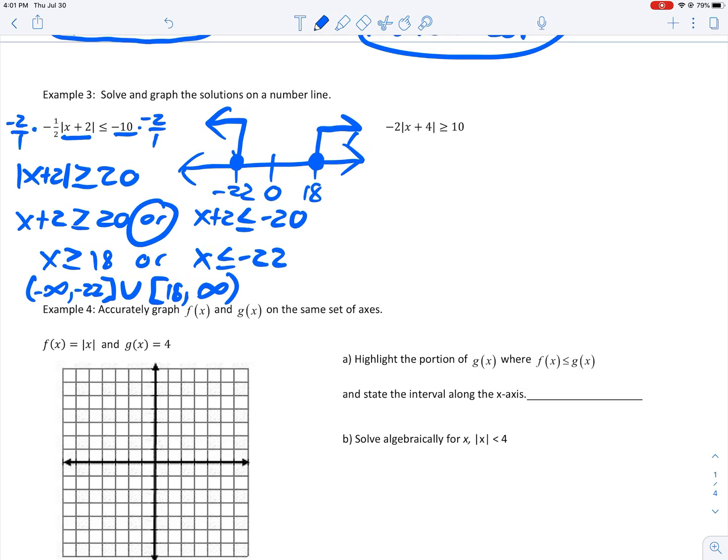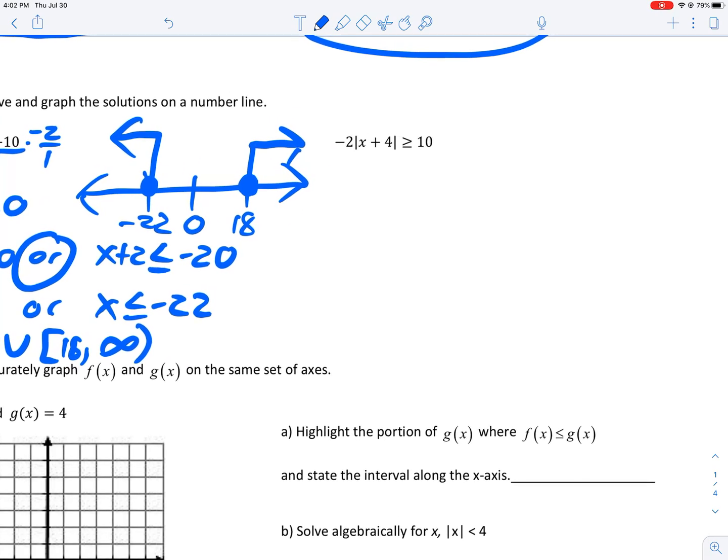Again, why is it an or and not an and? Because there's no number that is greater than 18 and less than negative 22. It's either one or the other.